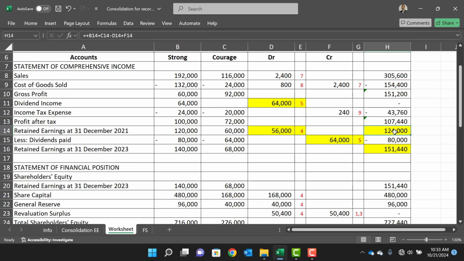And then you deduct dividends, depending on the elimination entry. Then you will have the adjusted retained earnings. You are not adding these two. Instead, you are getting the sum and difference of this, and you will arrive at 154,440 kina.